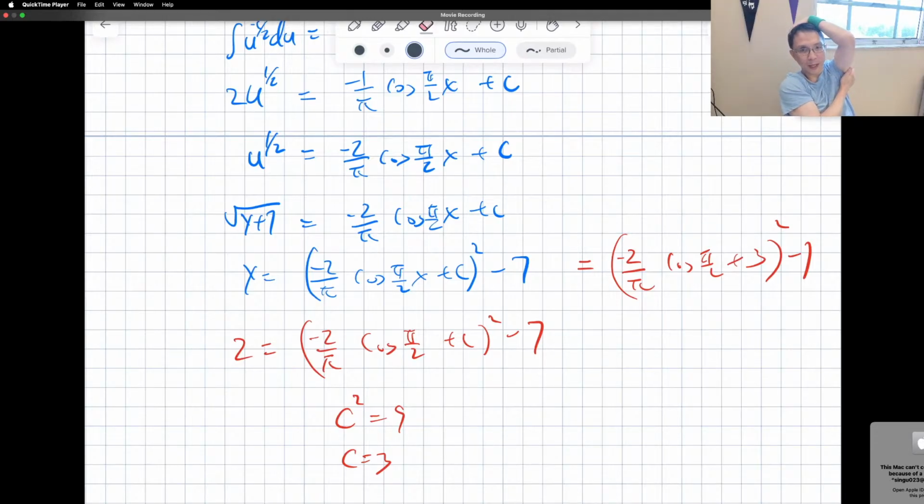I square root both sides. I move the 7 to the other side, it will be 9. And if I plug in cosine of pi over 2, if I plug in a 1, so it'll be cosine of pi over 2. Cosine of pi over 2 is 0. So 0 times negative 2 over pi is 0. So it'll be c squared minus 7 equal to 2. Then that's the same thing as c squared equal to 9, c is equal to 3.